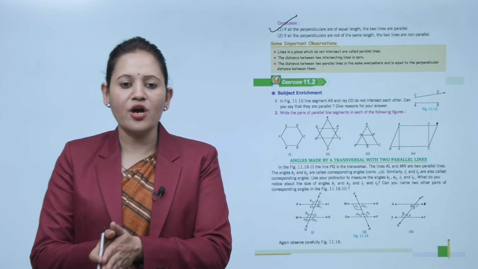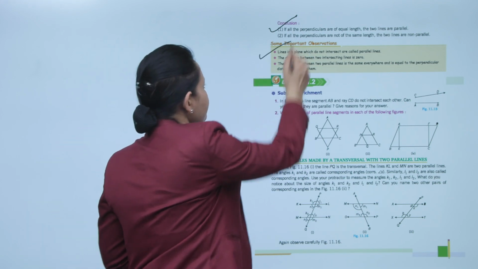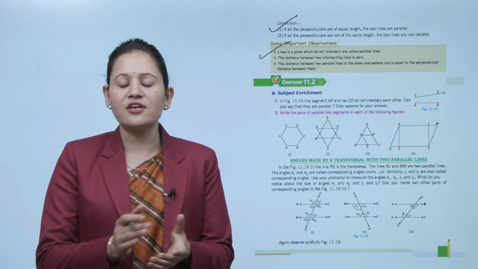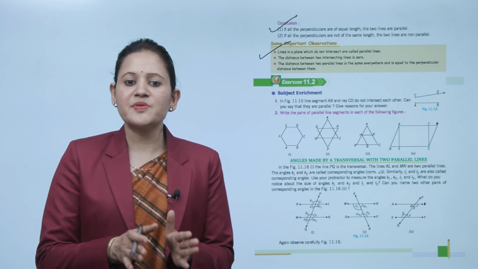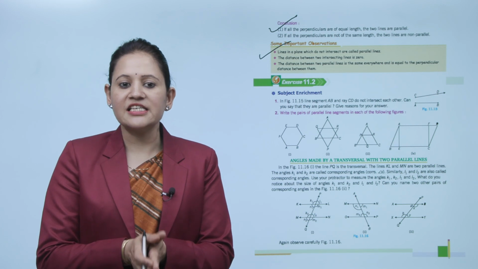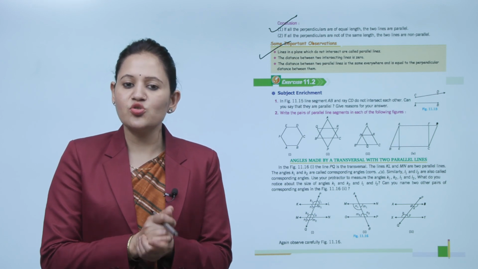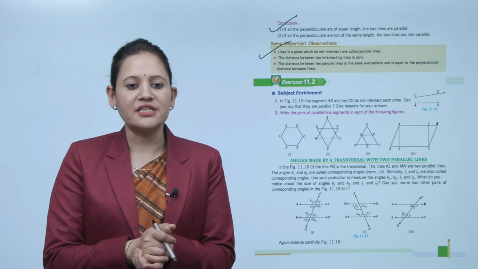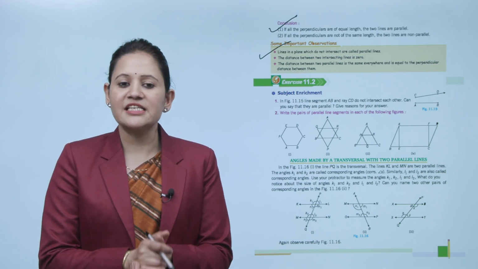Next are some important observations. Lines in the plane which do not intersect are called parallel lines. The distance between two intersecting lines is 0. The distance between two parallel lines is the same everywhere and is equal to the perpendicular distance between them. Next is exercise 11.2.